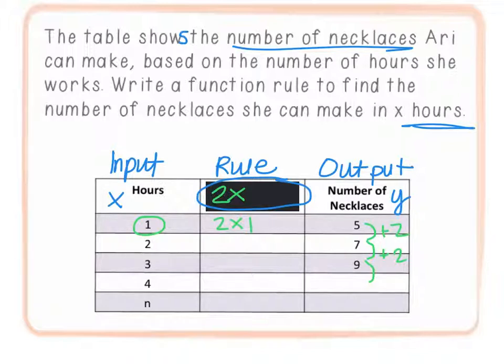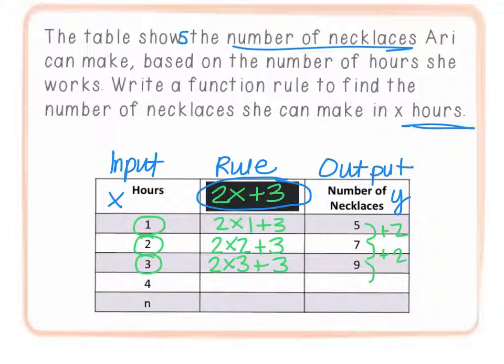Okay, so I'm going to kind of guess here, and I'm going to say, well, maybe I need to add something to that to get me to 5. So I know 2 times 1 is 2. How could I get to 5? I could add 3. Okay, so maybe my rule is 2x plus 3. Let's try it with 2 as our input. So 2 times 2 is 4, plus 3 is 7. Ooh, it works. Let's keep going. 2 times 3 is 6, plus 3 is 9.